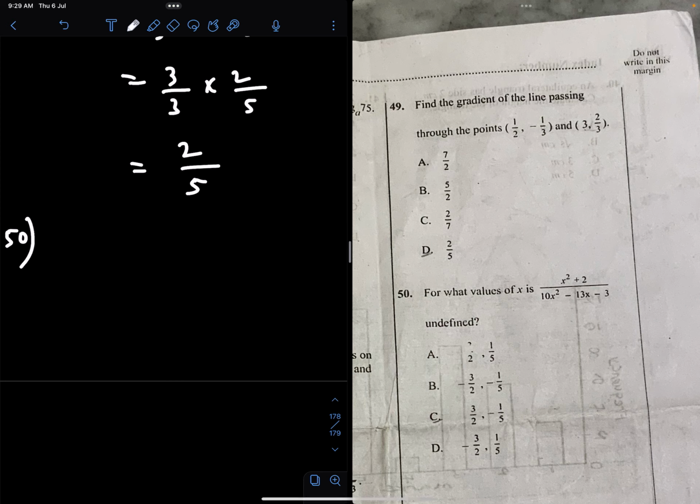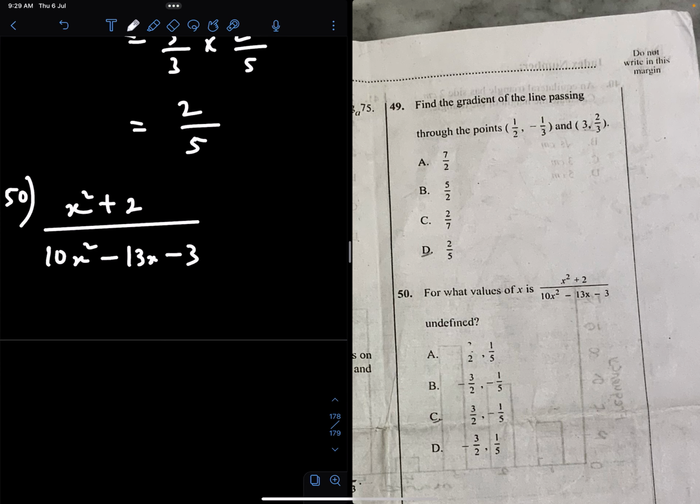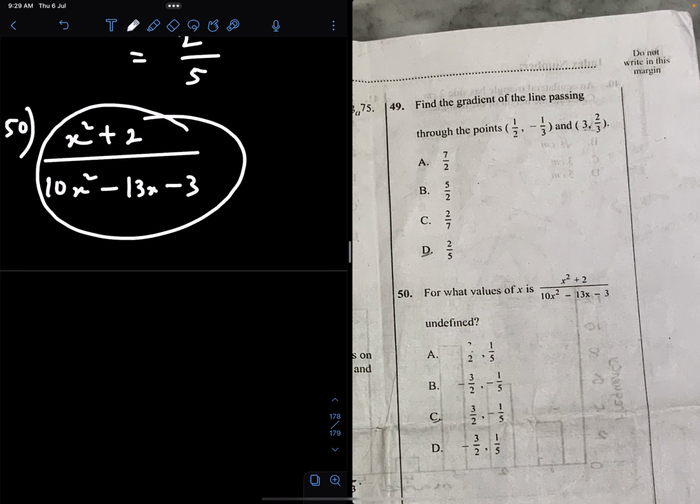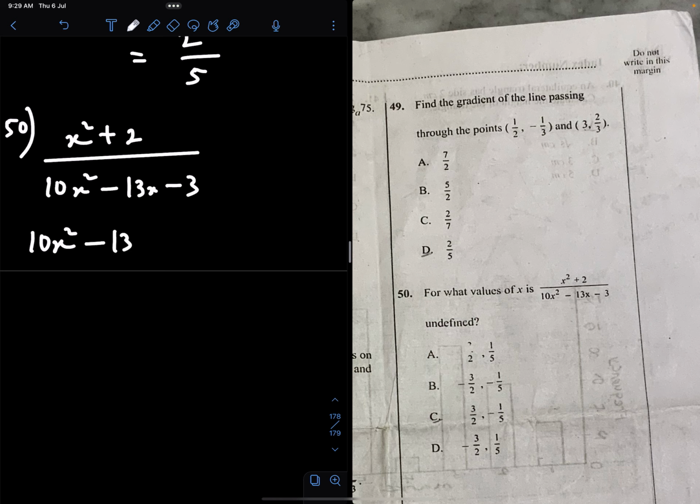Find for what values of x is (x squared plus 2) over (10x squared minus 13x minus 3) undefined. For a rational function to be undefined, its denominator must be equal to 0. That means the values of x for which this is undefined are obtained when 10x squared minus 13x minus 3 is equal to 0.